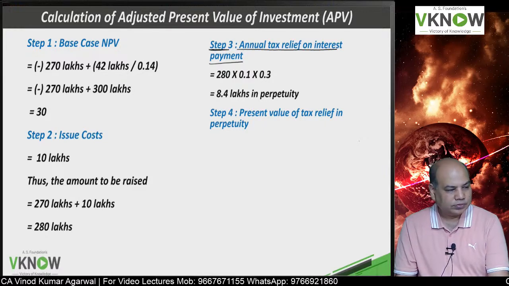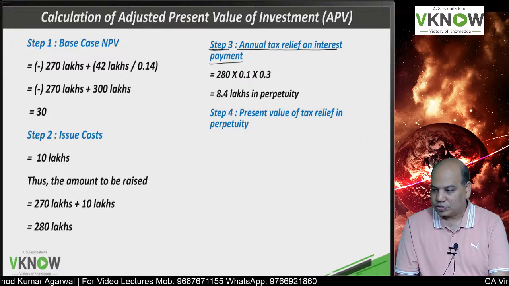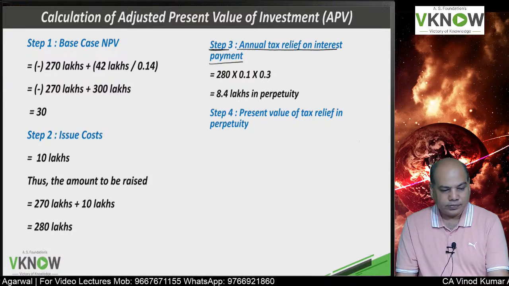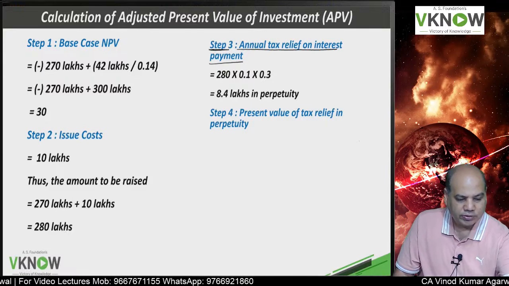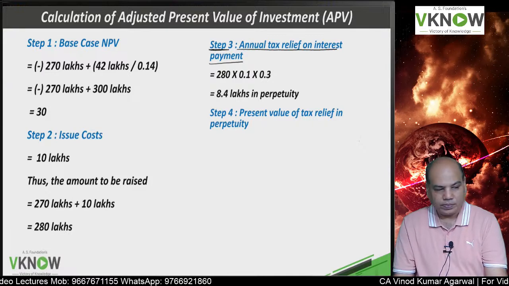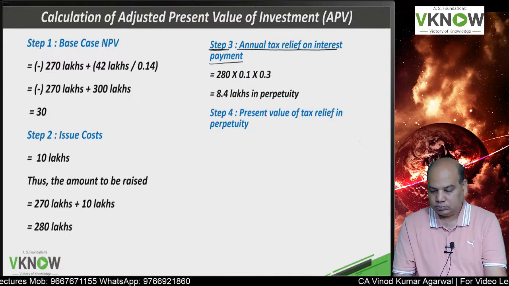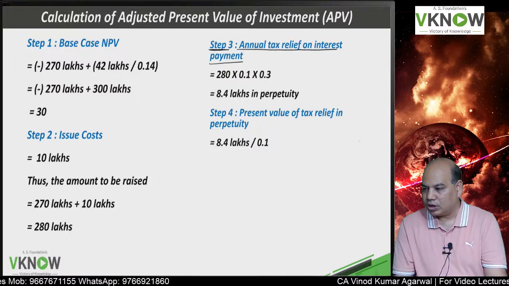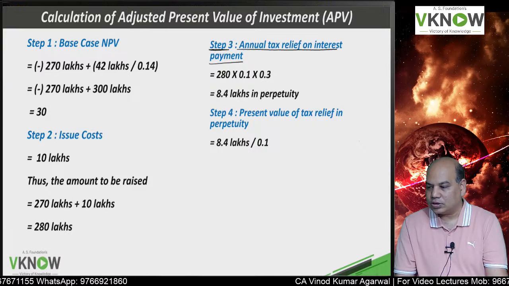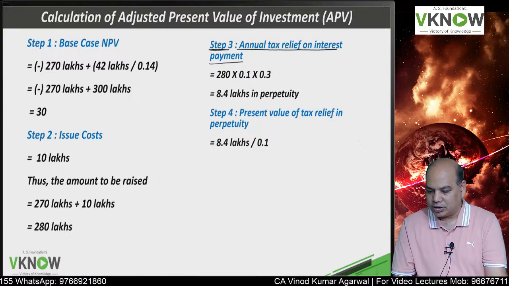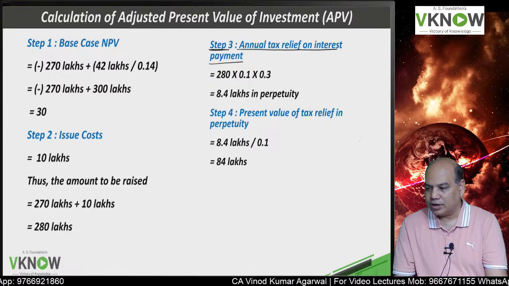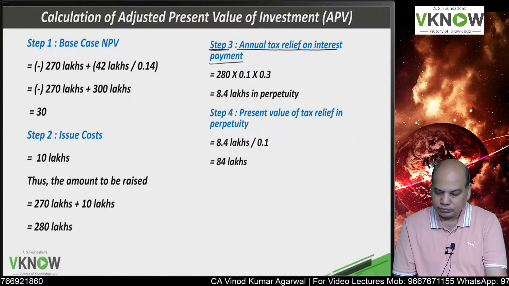Step number 4, present value of tax relief in perpetuity. 8.4 lakh divided by 10%, 84 lakh.